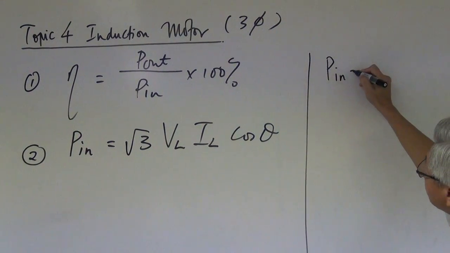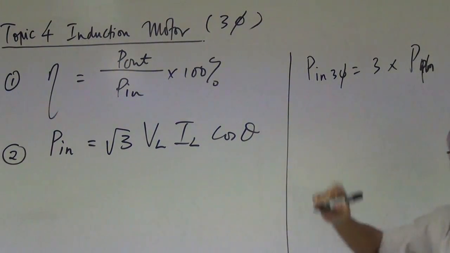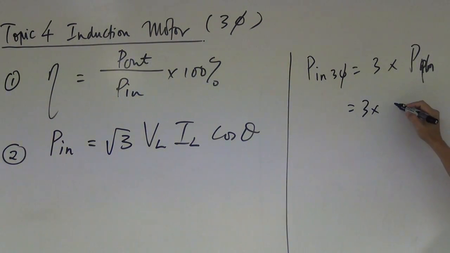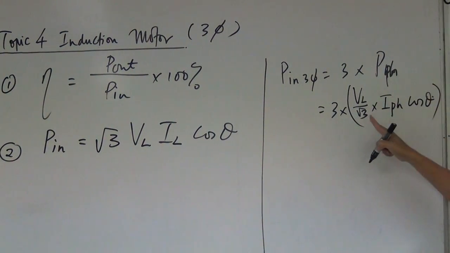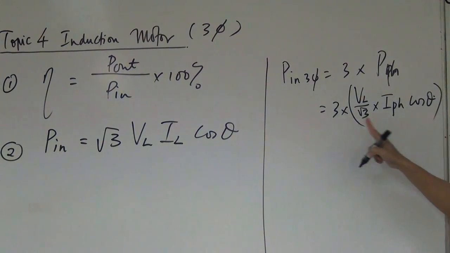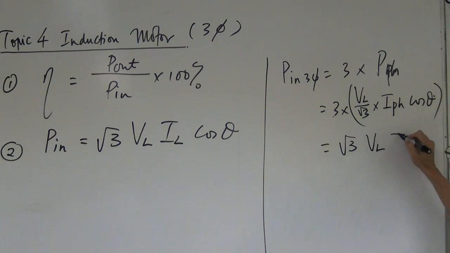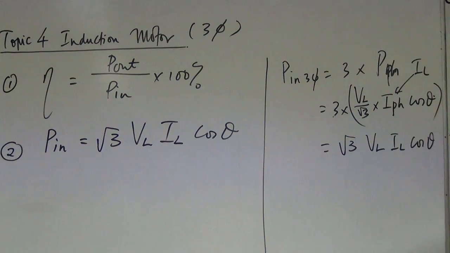The three-phase input power is equal to 3 times the phase power. If you know the phase power, you multiply by 3. Now, if it is a star circuit, it's equal to 3 times VL divided by square root 3 times I phase cosine theta, that is, phase voltage times phase current times cosine theta. 3 divided by square root 3 will give you square root 3. So that will be square root 3 VL IL cosine theta, because phase current is the same as line current for a star connected circuit.